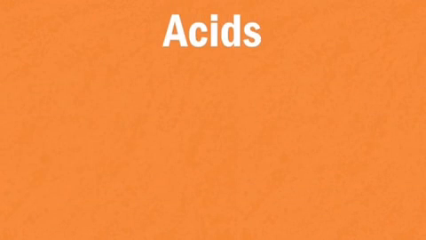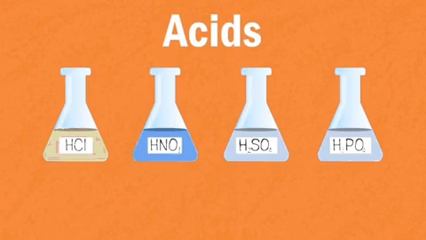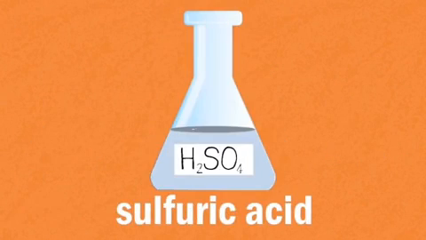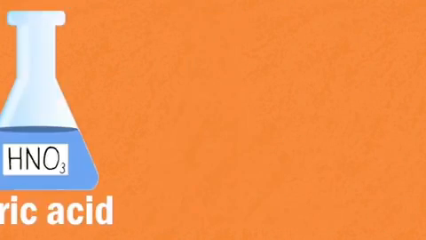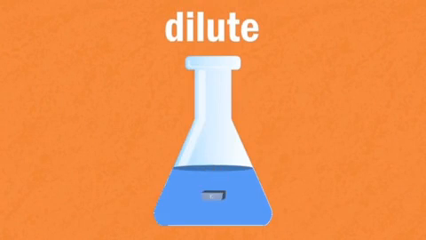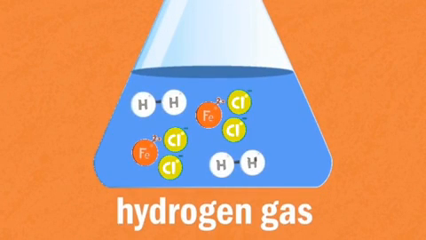Iron will react with acids, dilute and concentrated. Can you name any acids that iron might react with? Pause the video and continue when ready. There are a number of possibilities. They include sulfuric acid, phosphoric acid, nitric acid and hydrochloric acid. In dilute concentrations they will produce aqueous iron salts and hydrogen gas.